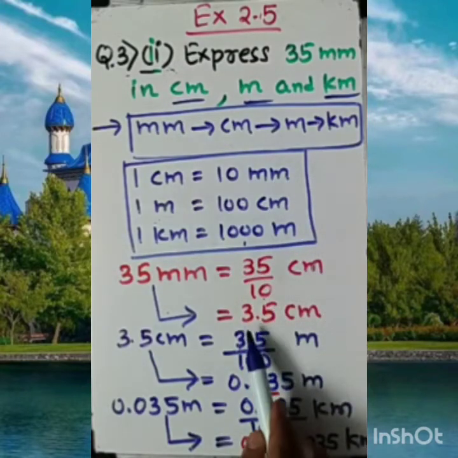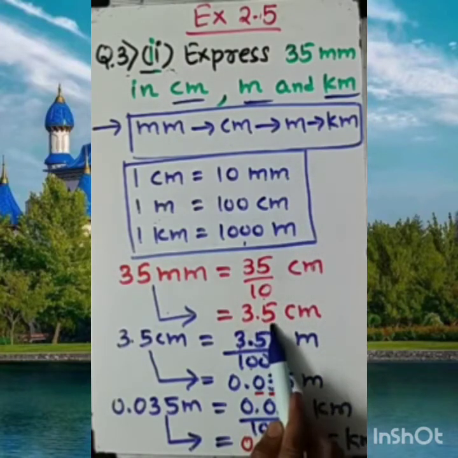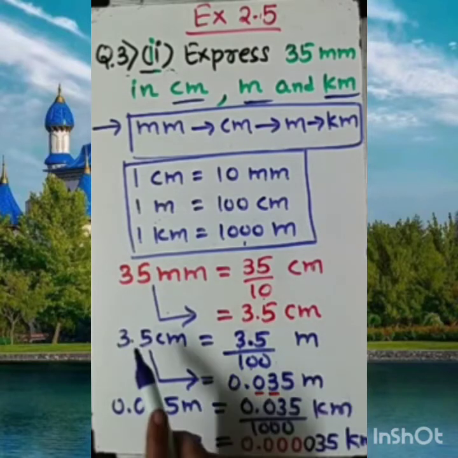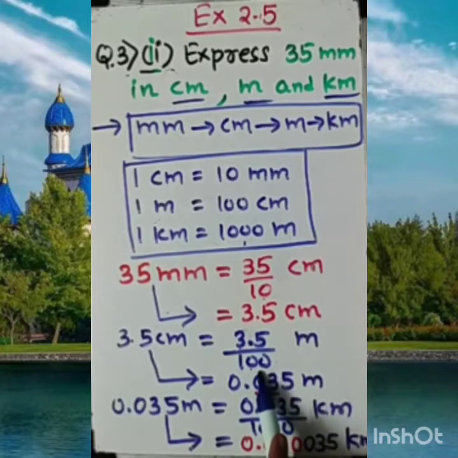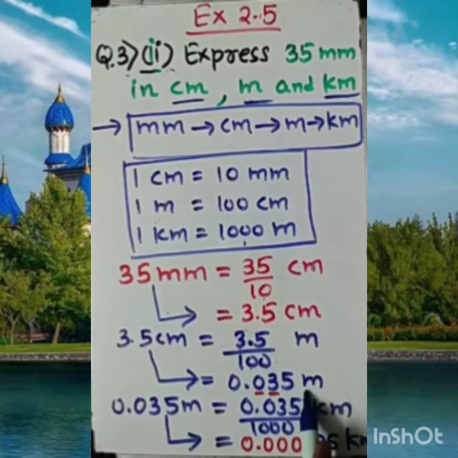So here with 10 if I divide, then I will have 3.5 centimeter. Then 3.5 centimeter, if I convert it into meter, I need to divide it by 100. 100 means how many digit we need to shift more? 2 digit. So I need to mention 0.035 here.